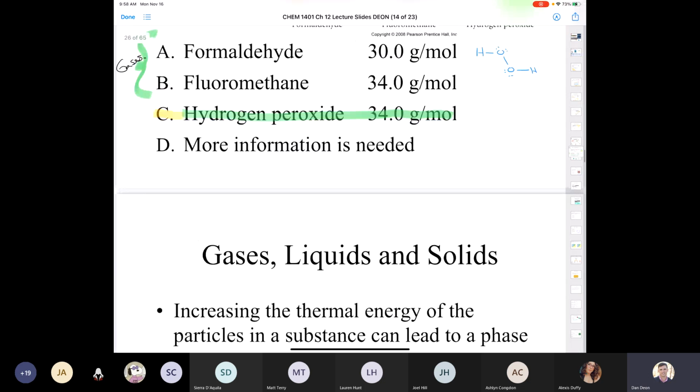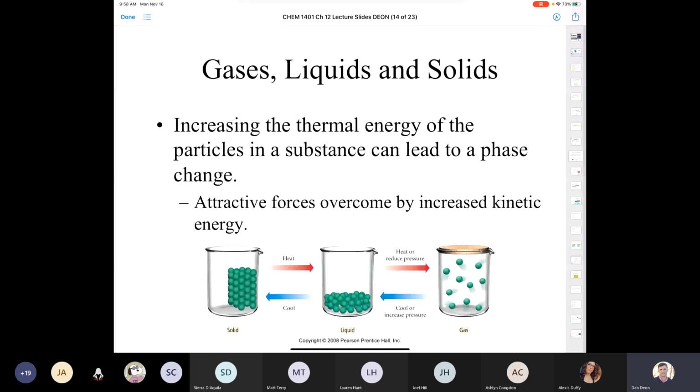And we're going to switch gears slightly here. We're going to talk about gases, liquids, and solids. What we're going to be talking about now is going to be largely conceptual. So keep an open mind and see if you can follow me. Okay. You can see this figure down here on the bottom of the slide.